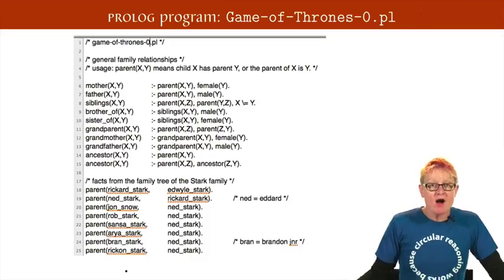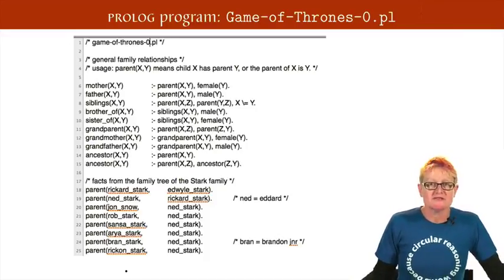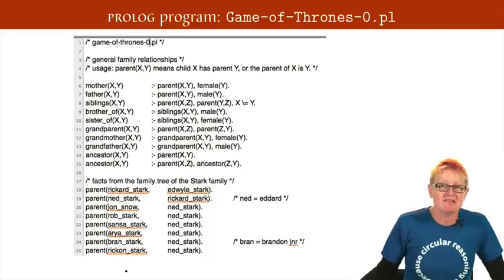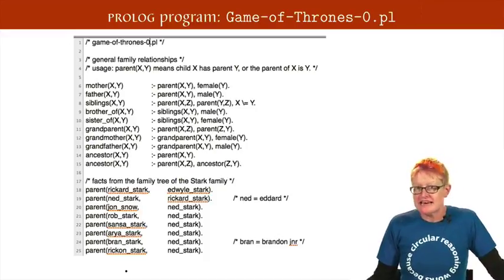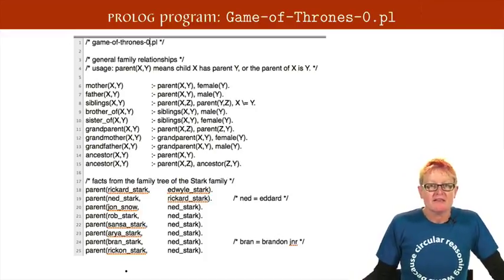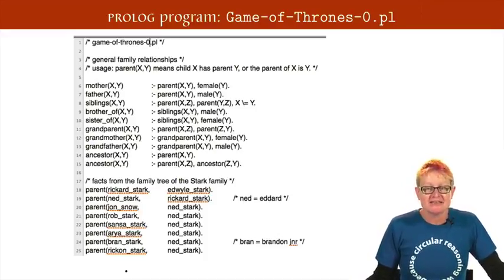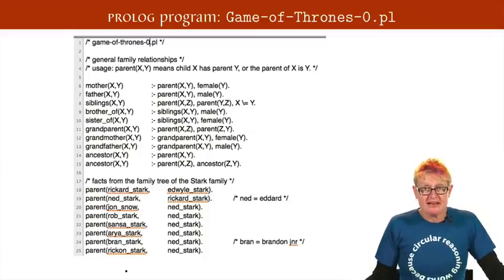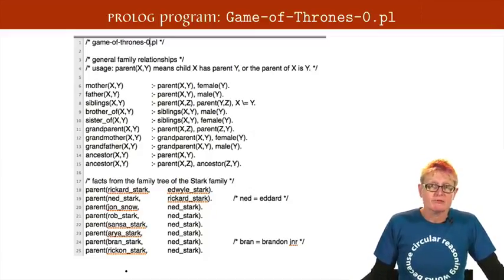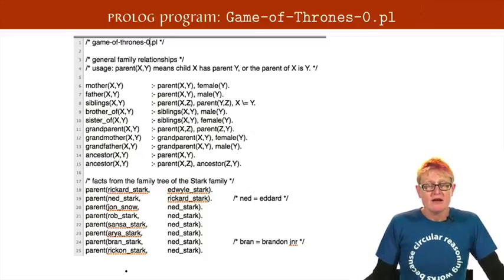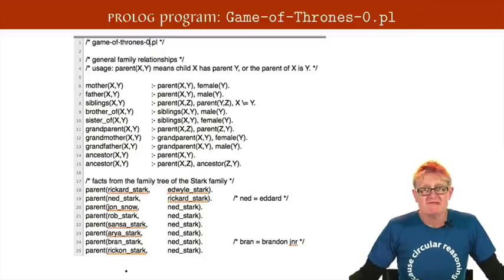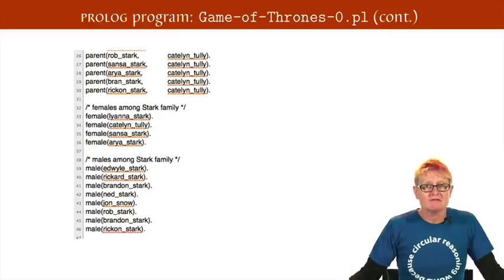So we can combine all of our example program clauses into one logic program, which we've given the name Game of Thrones-0.pl, where the .pl part is the file extension for PROLOG programs. But the file itself is just plain text. The file lists the program clauses for general family relationships, all using variables understood as universally quantified, followed by a list of parent predicate facts, and then the male and female predicate facts.